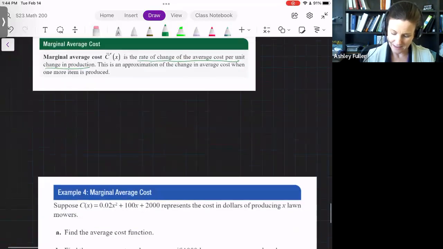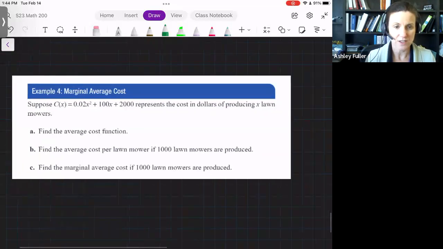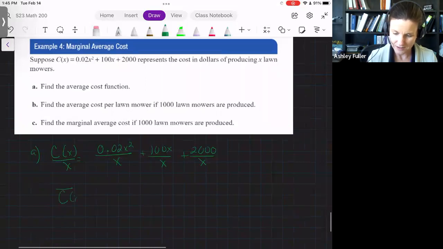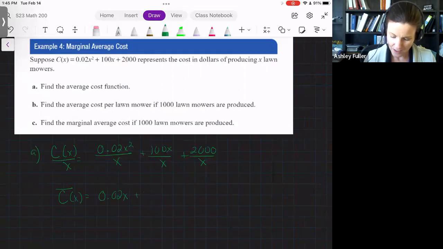So to look at an example, let's take the cost function that we have here. The first thing we have to do is find the average cost function. So to do that, we're going to take C of x over x. So we'll divide each term here by x. And notice in this case that average cost then becomes 0.02x. One of the x's cancels. Here, all of the x's cancel. And then I think it's helpful to go ahead and write this x to the -1, particularly if we're going to be finding that first derivative.